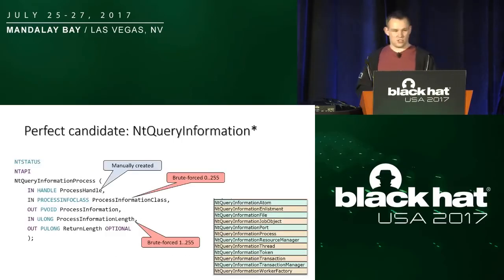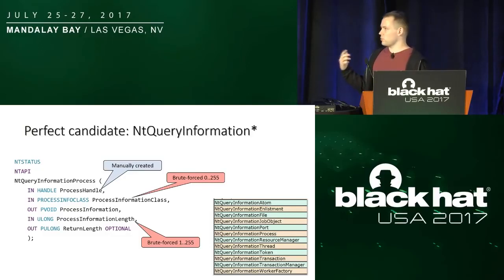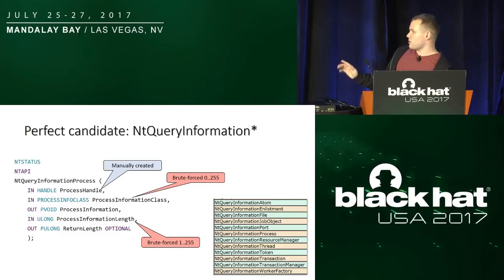The perfect candidate to test in this way is the family of NtQueryInformation system calls, which have a very common structure. We have a handle to the object that we want to query, some information class, which is just a simple integer, and a pointer and size of the output buffer. So we can create the object that we want to query, and then just brute force pretty much both the information class and the expected buffer size. There are about 10 such functions which we can test this way.